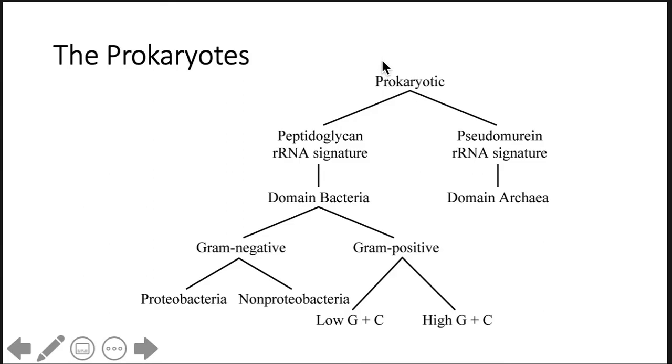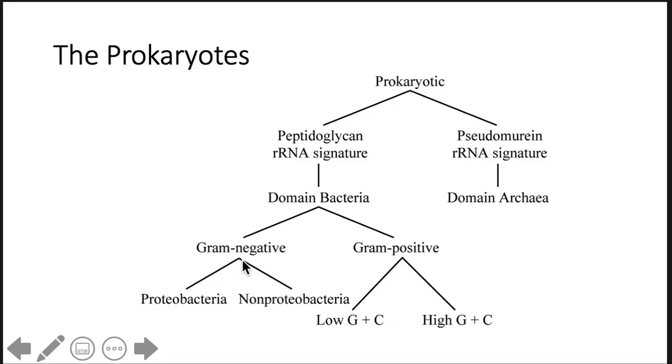So the prokaryotes are broken into groups, as you know, and we can do this with testing of what we call rRNA signature, and that will tell us if it's peptidoglycan or pseudomurein. Of course, if you have a sample, you could also do a gram stain and figure out from there. Then you could further determine if it's gram positive or gram negative.